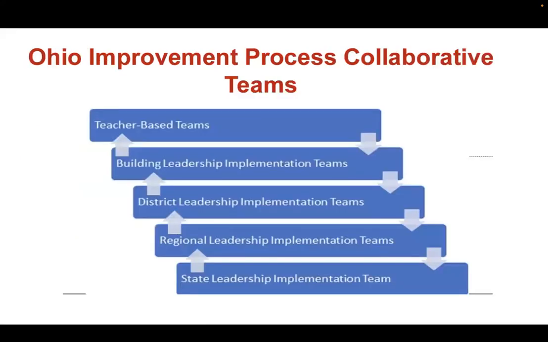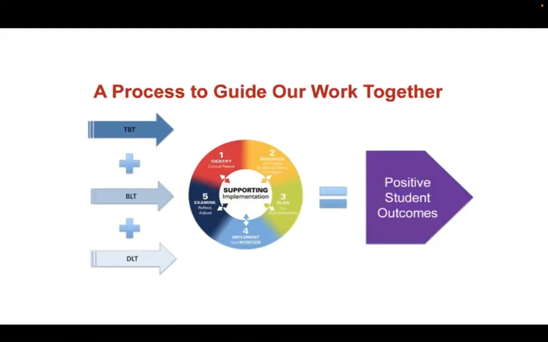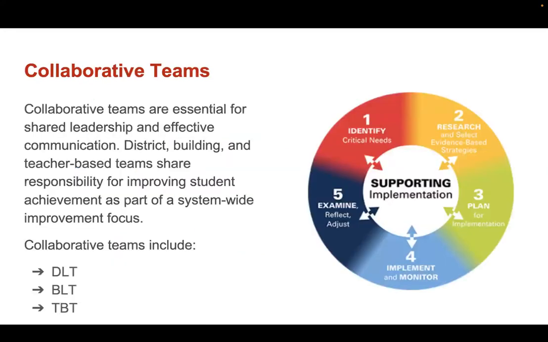This graphic talks again about the team structure and how it's set up throughout the district and then all the way up to the state leadership team. And then the goal would be for the teacher-based teams, the building leadership teams, and district leadership teams to work together through the process with the ultimate goal for all of the continuous improvement. No matter what we're doing with a continuous improvement process, the goal is for positive student outcomes. Talked a little bit about the collaborative teams and the DLT, BLTs, and the TBT structures.